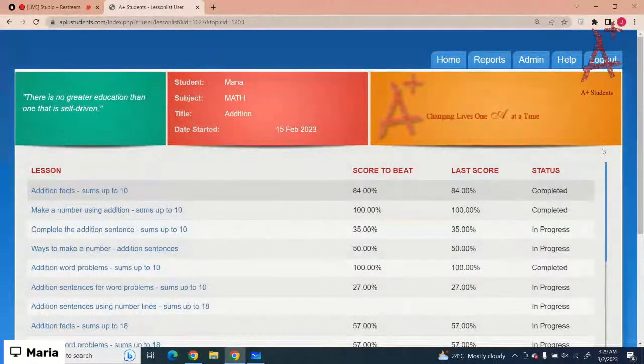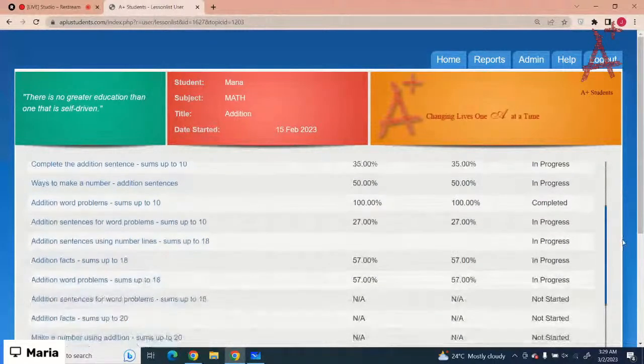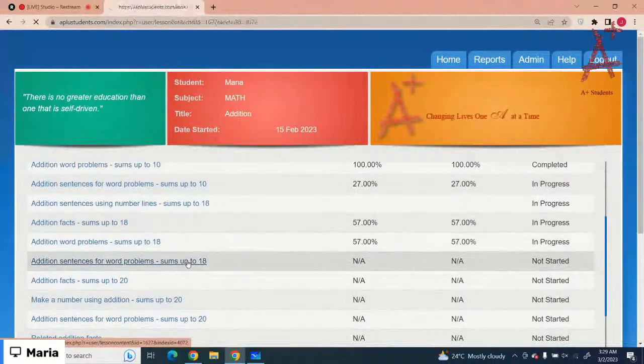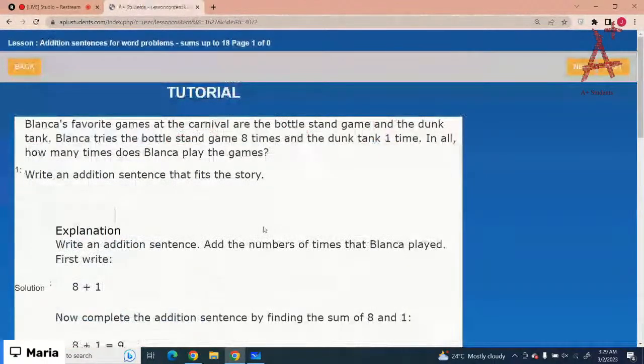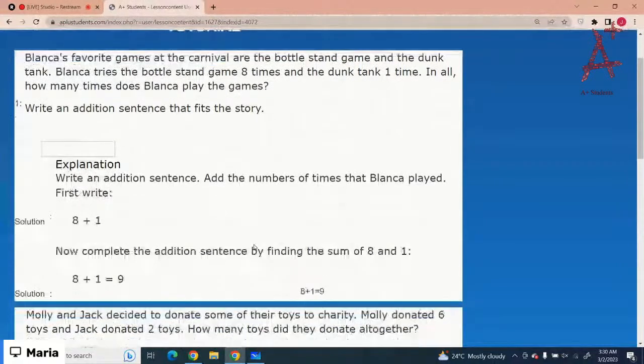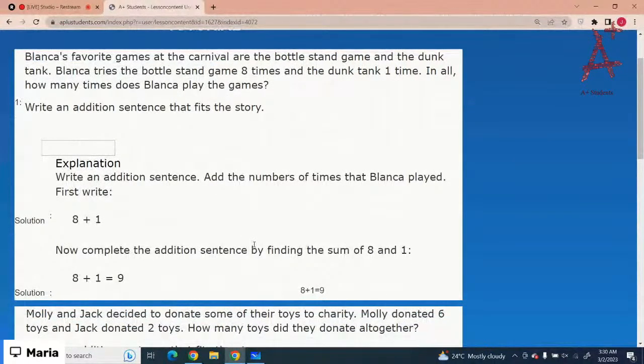And the next lesson is addition sentences for word problems, sums up to 18. Okay, let's start with the first example.